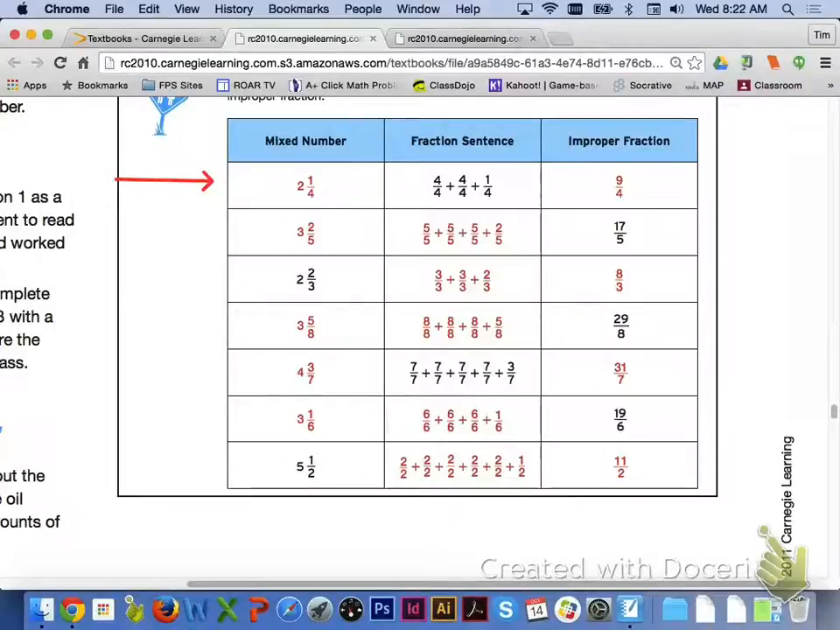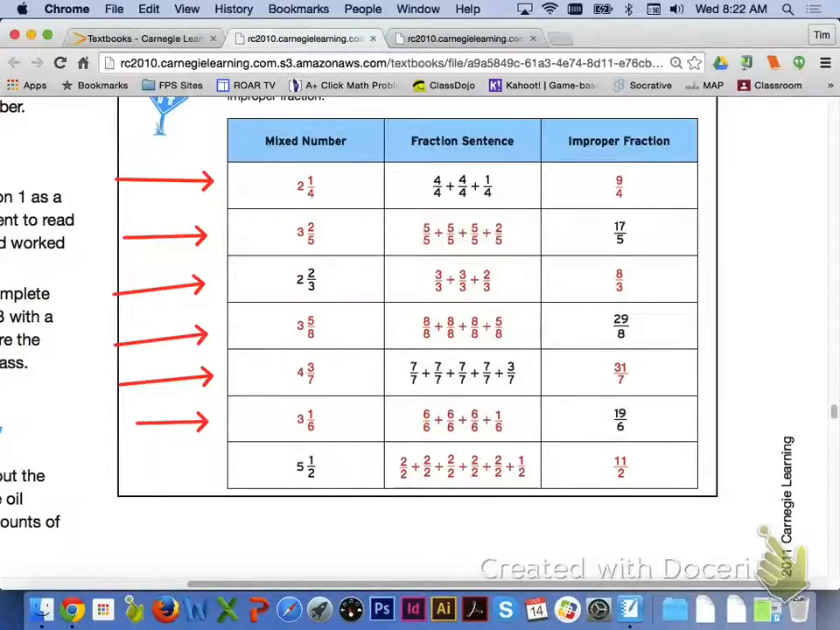For our first example, we should have 2 1/4 for our mixed number and 9/4 as our improper fraction. Second example, 3 2/5 as our mixed number, and I should have 5/5 plus 5/5 plus 5/5 plus 2/5 for my fraction sentence. My third example, 3/3 plus 3/3 plus 2/3 for my fraction sentence and 8/3 for my improper fraction. My fourth example, 3 5/8 for my mixed number, 8/8 plus 8/8 plus 8/8 plus 5/8 for my fraction sentence. Next example, 4 3/7 for my mixed number and 31/7 for my improper fraction.